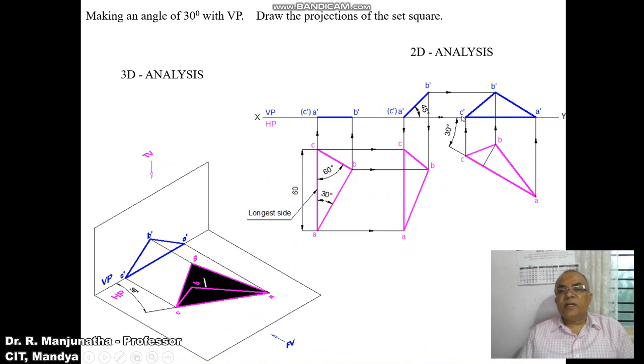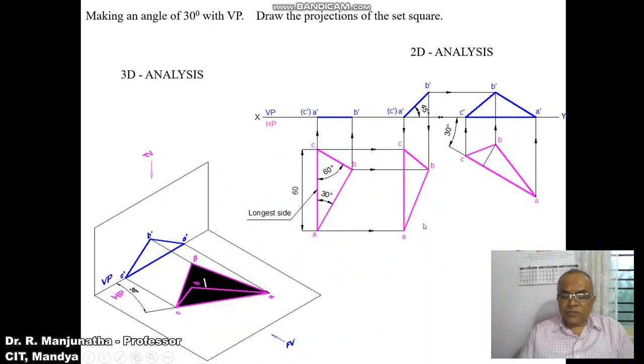We can see here the longest side EC is on HP. The side which is resting on HP is inclined to VP at 30 degrees, and the surface is inclined at 45 degrees. It is a 30-60 degree square with a longest side of 60 mm. Since we have satisfied all the given conditions, this is how we can do the analysis of both 3D and 2D.